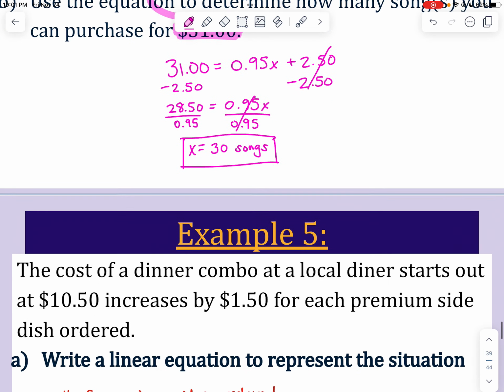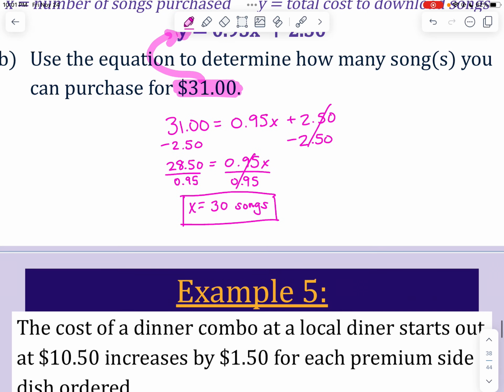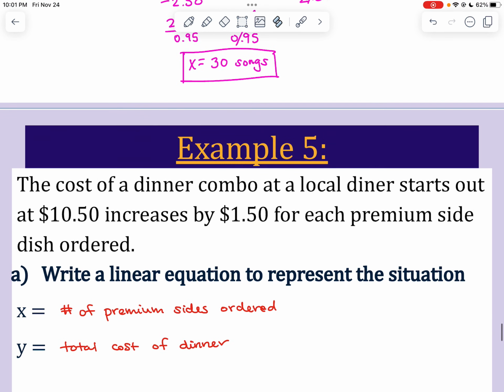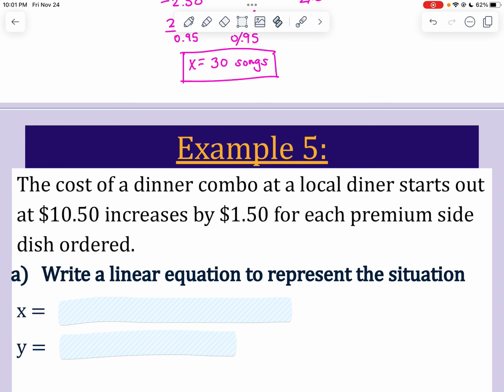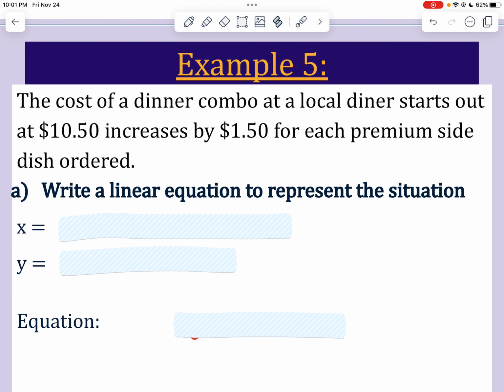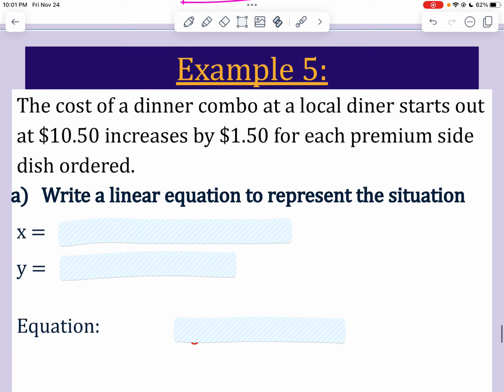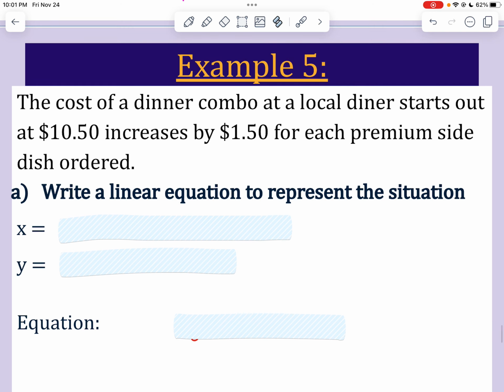Now example 5, guess what? I forgot to cover these. So close your eyes for 5 seconds. 1, 2, 3, 4, 5. Okay, you're good. Open them. You saw nothing. All right.